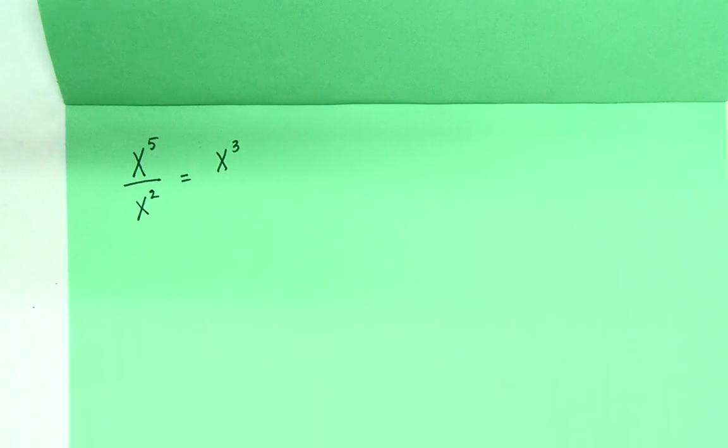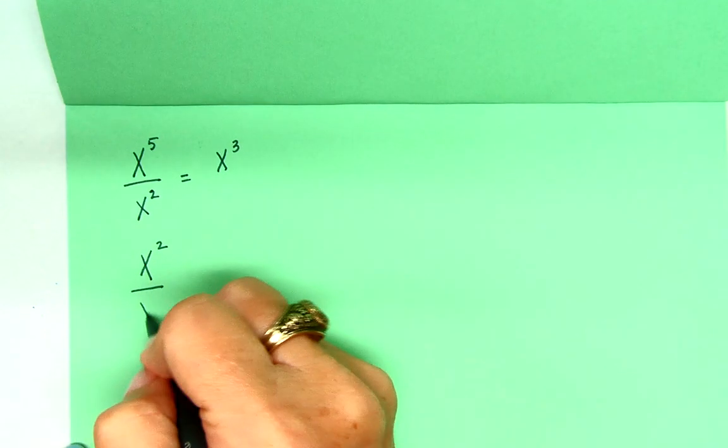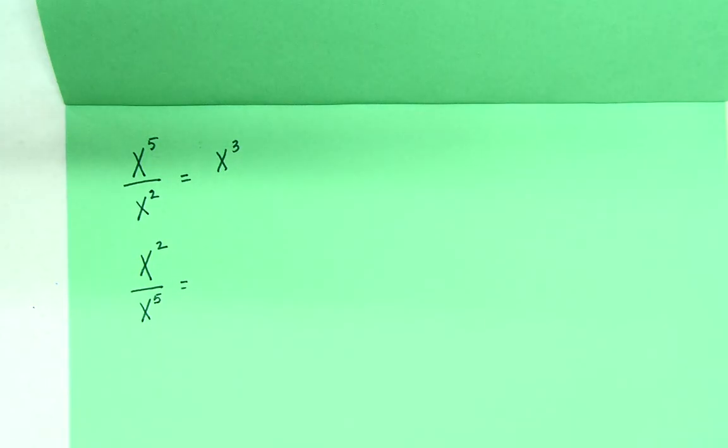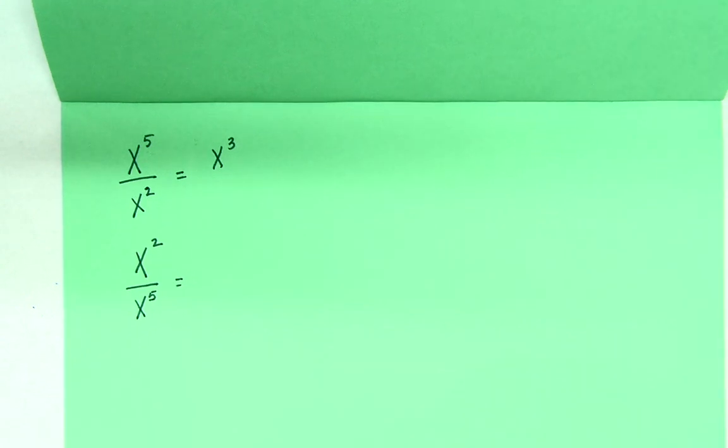Now can I try to trick you? Yes? Okay. What about x squared over x to the 5th? So we can't have negative exponents. Like one of our tabs later on is negative exponents and how to deal with them. I want to not even deal with them right here.